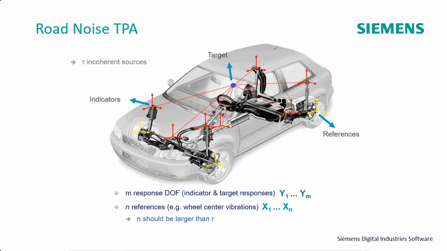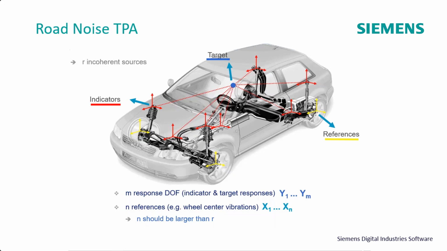So here's an example of a vehicle, and we've got a couple of targets inside the vehicle. Those could be microphone targets at the driver and passenger ears, or they could be structural targets like the steering wheel or the gear shifter or the outside mirror, something like that. We're going to have indicators, and we're going to have references.